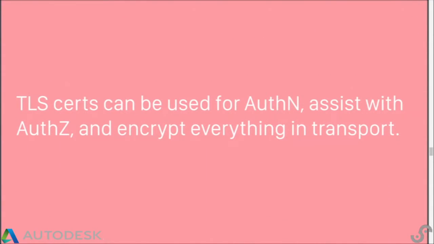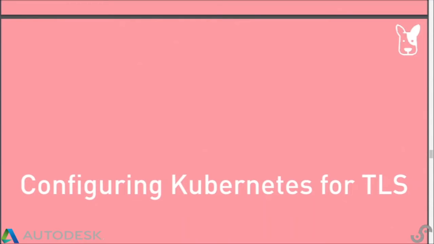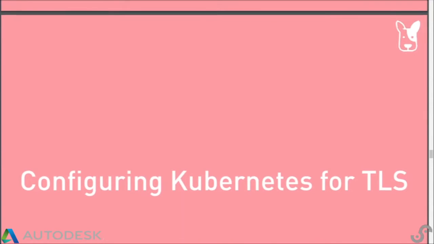So TLS certs can be used to solve all these problems for us. You can use them for authentication. They can assist with authorization: if you're using RBAC and you embed the group name into the cert, then during the authorization stage it will introspect the cert, pull out the group name, and apply the correct permissions. That's pretty cool. And of course, transport encryption.